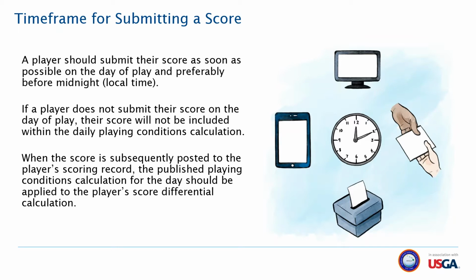And if a player does not submit their score on the day of play, like I mentioned, their score will not be included within the daily playing conditions calculation. So the playing conditions calculation is also a day-by-day basis. So if it's not posted during that day, essentially it will not be factored into the data pool for the playing conditions calculation, and it won't reflect an accurate handicap index as well. And when the score is subsequently posted to the player scoring record, the published playing conditions calculation for the day should be applied to the player's score differential calculation. That's what I just mentioned.